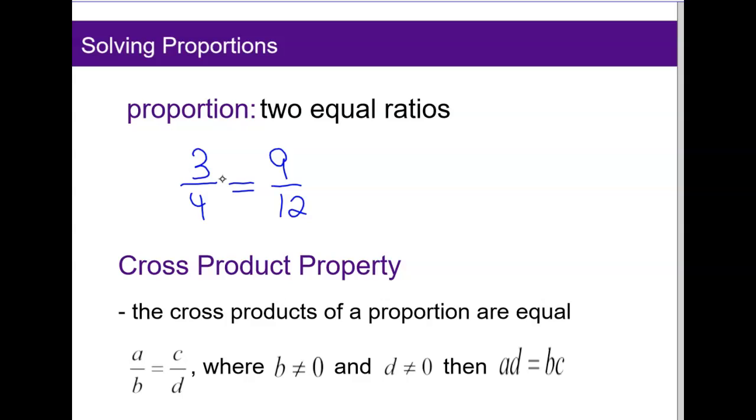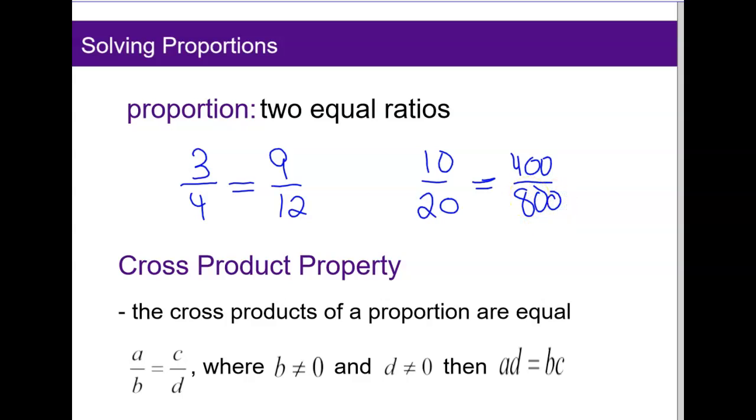Another example of a proportion would be something like 10/20 and 400/800, right? Those two are equal to each other.